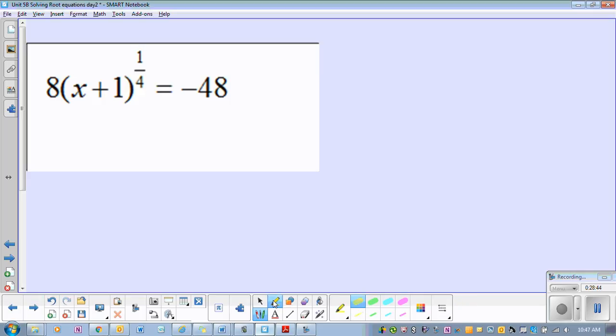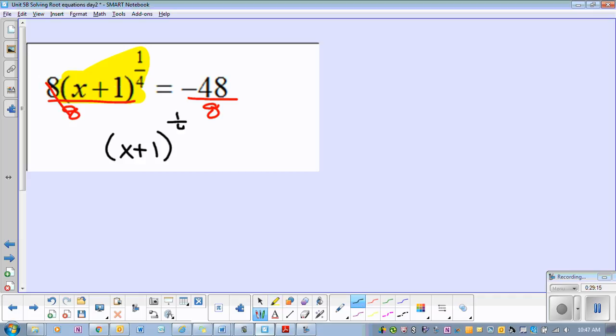Alright. So get your rational exponent all by itself. The thing that's with the rational exponent. So since you have a parentheses with that fraction exponent, you got to get all of this by itself. Okay? How do you move that 8? Divide it. Good. Whatever you do on one side, you do to the other side. Negative 6. All right. So you have x plus 1 to the 1/4 power equals negative 6.